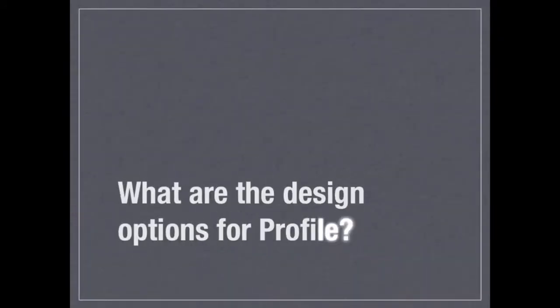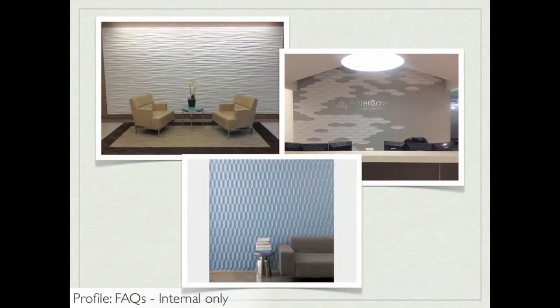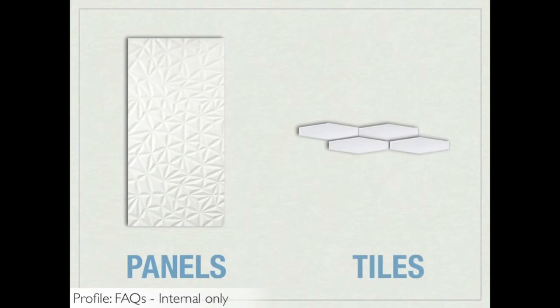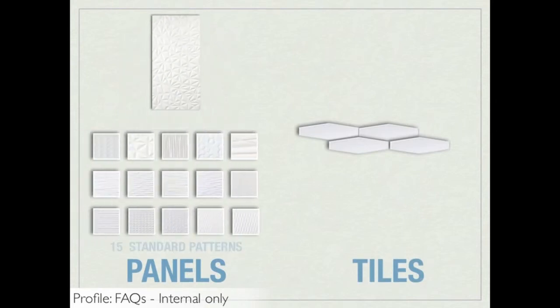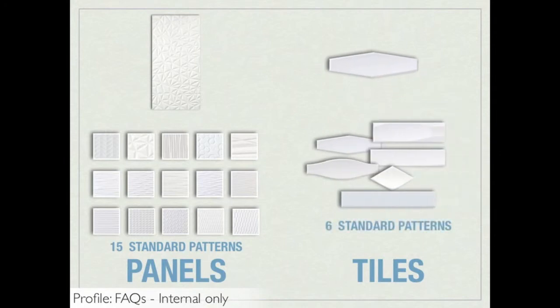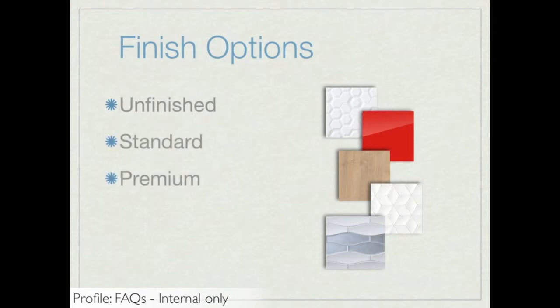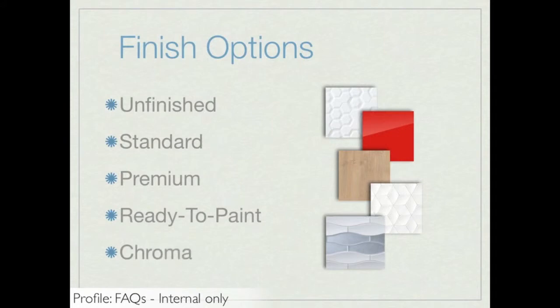What are the design options for profile? There's a number of different design options for profile due to the various types of patterns and finishes that are available. As you know, profile comes in panels or tiles. The panels are 48 by 96 inches, and there are 15 standard patterns. Tiles are small and modular and are roughly 4 by 16 inches. For tiles, there are 6 standard patterns. In addition to patterns, customers can also choose from 5 different finish options, which are unfinished, standard finish, premium finish, ready to paint, and chroma. We'll now take a minute to give you a little more detail about these different finishes.